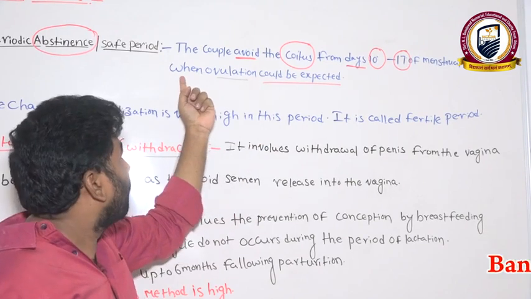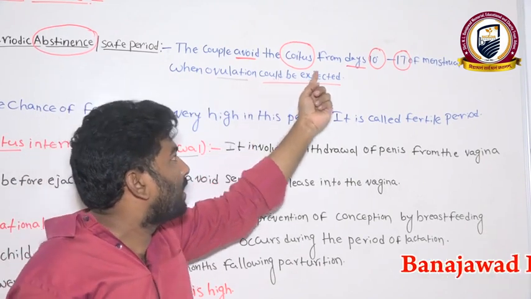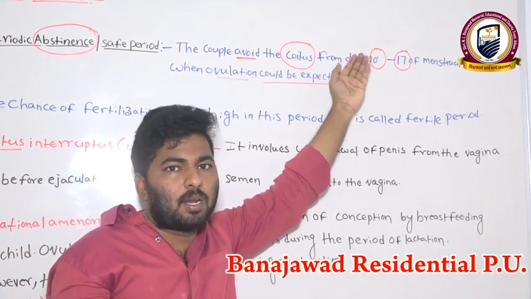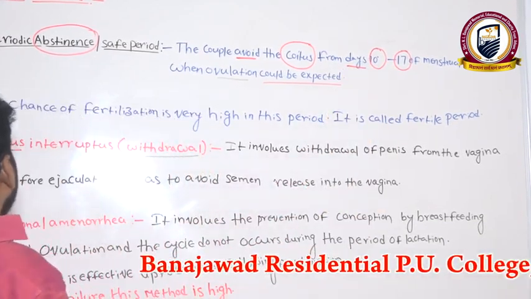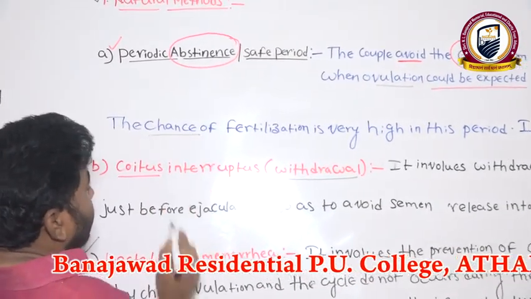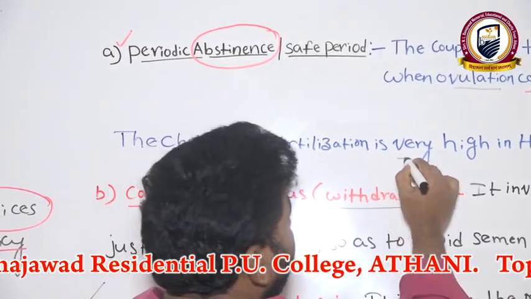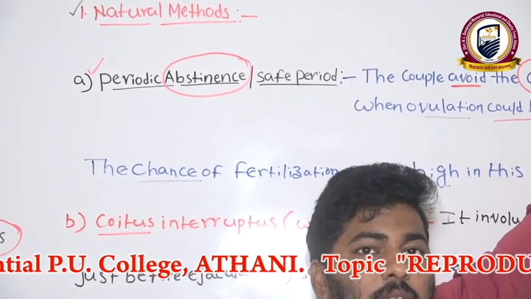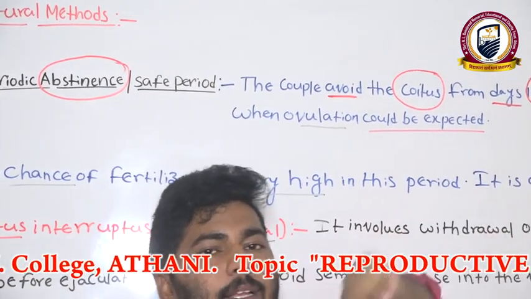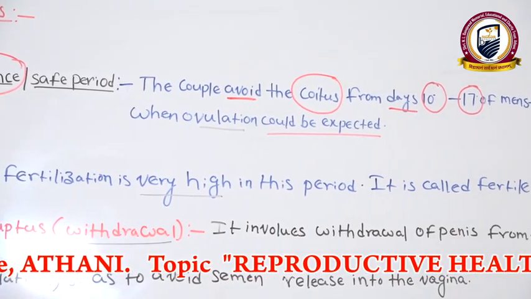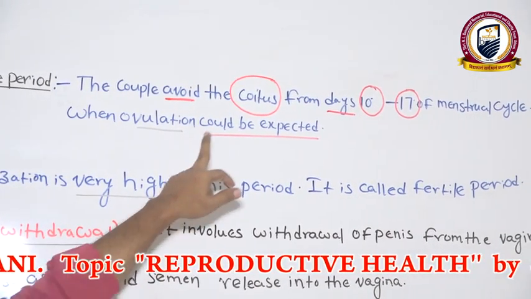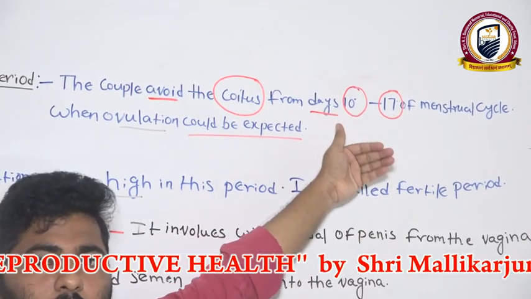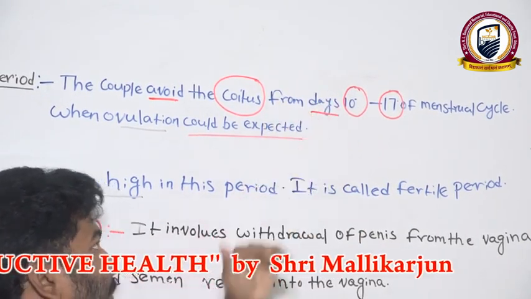That's when ovulation could be expected in this stage. That's why we need to avoid sexual contact in this period. Now we can see the chances of fertilization are very high. If you participate in sexual contact in this period, the chance of getting pregnant is very high. So we need to avoid pregnancy during this period.